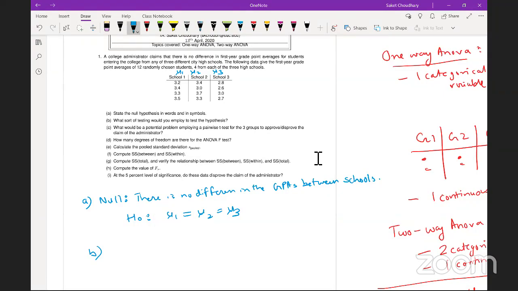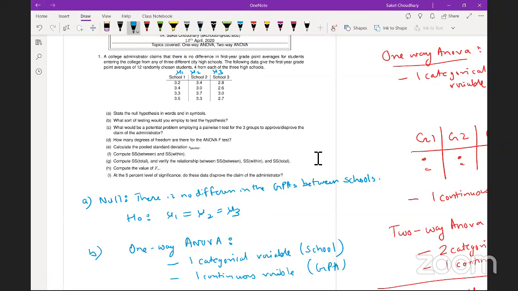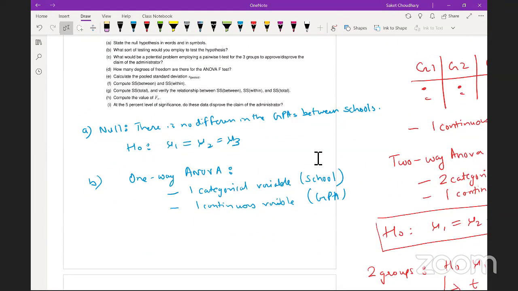So I've already kind of given you a hint as to what we are going to do, and we're going to do a one-way ANOVA. And why? We just didn't arrive at this blindly just because we are talking about ANOVA. There's a reason to do this, because we have one categorical variable, which is what school am I coming from? And it has 3 levels, which is the 3 groups that I mentioned. And there is one continuous variable, which is your GPA. Okay, and hence you're going to do a one-way ANOVA.